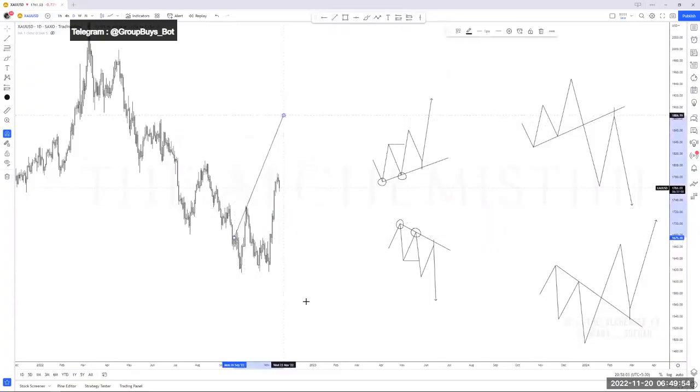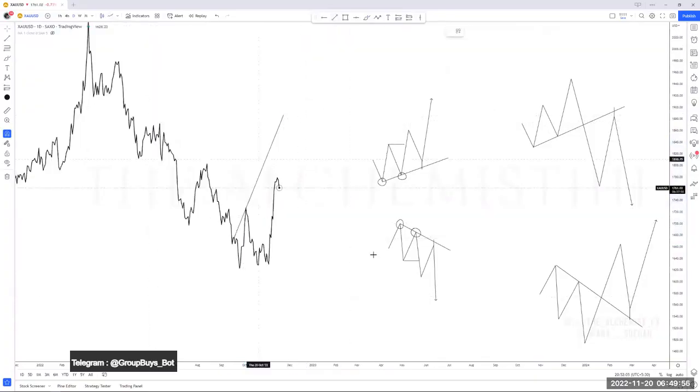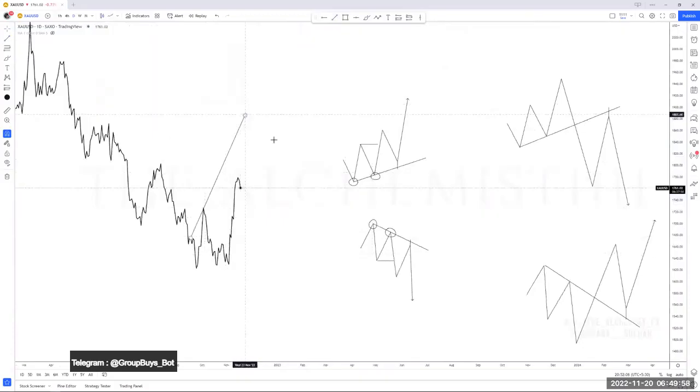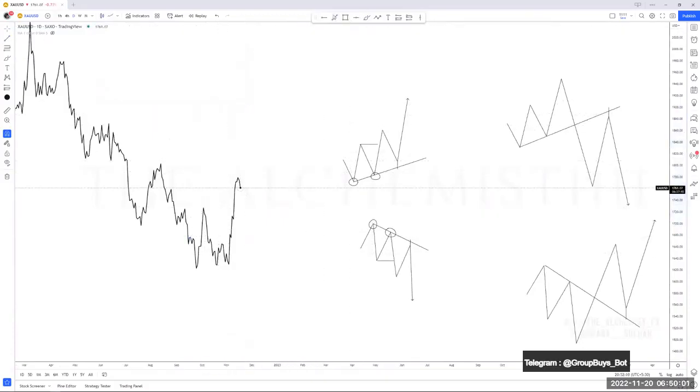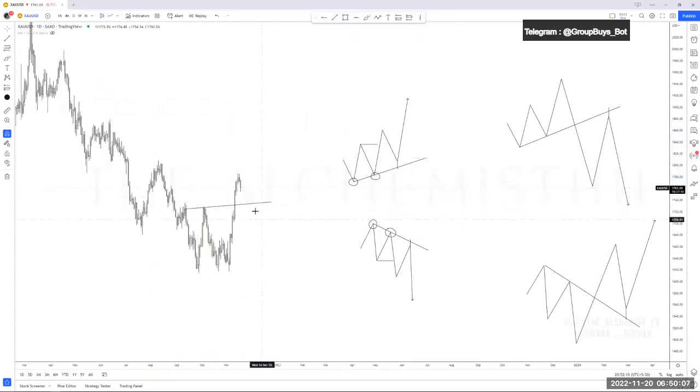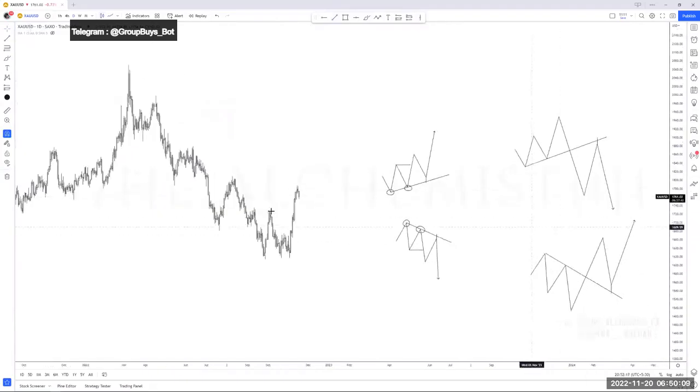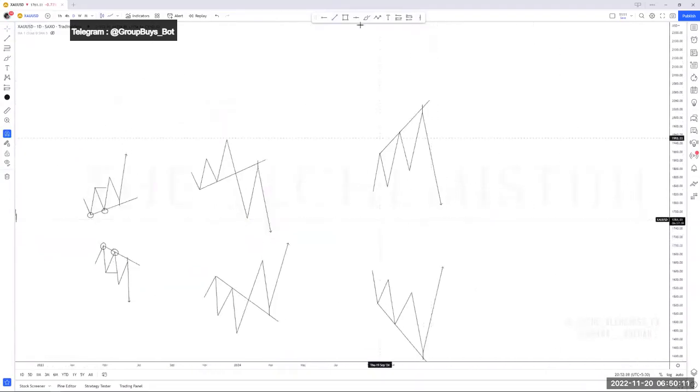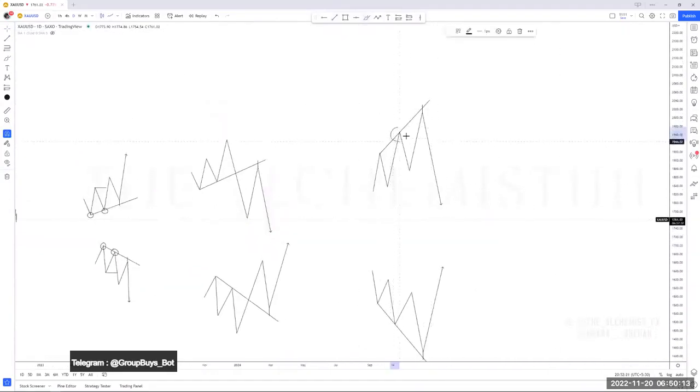Now you might just draw it like this, right? Because you have 2 points, you can connect it like this. Or else maybe you're connecting a point like this, calling it a reversal trend line, expecting price to move from here, but it doesn't even give you a reaction. Why?